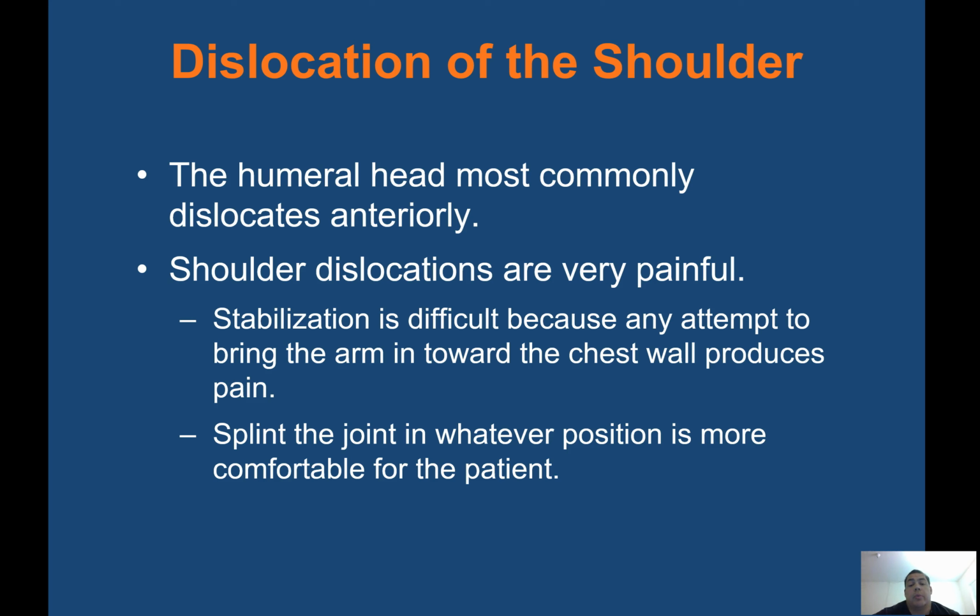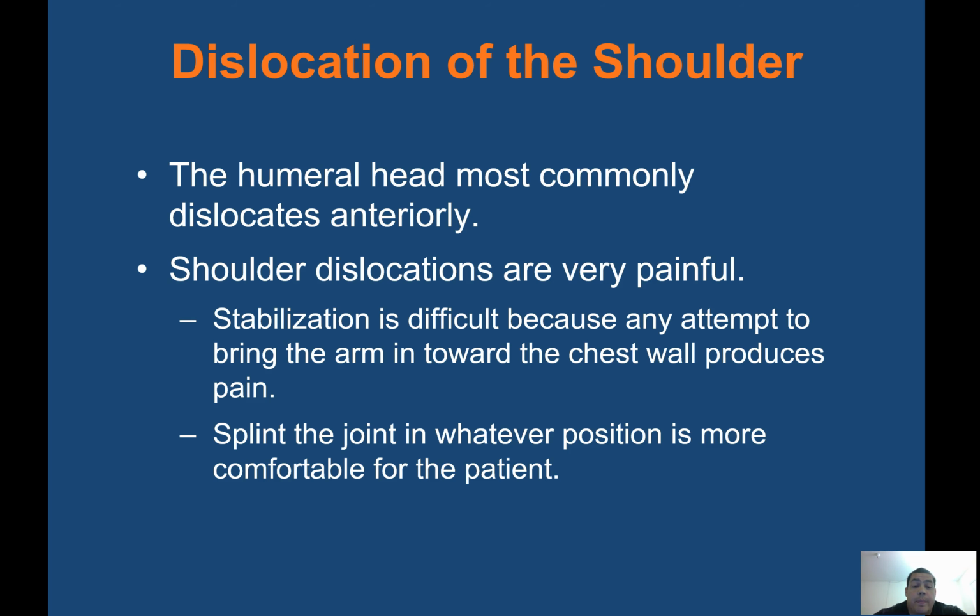Dislocation of the shoulder. The humeral head most commonly dislocates anteriorly. Shoulder dislocations are very painful. Stabilization is difficult because any attempt to bring the arm in toward the chest wall produces pain. Splint the joint in whatever position is more comfortable for the patient. Remember, transport patients in a position of comfort. If the patient's injured, try to put them in a position of comfort, especially in shoulder injuries or any type of traumatic injuries.